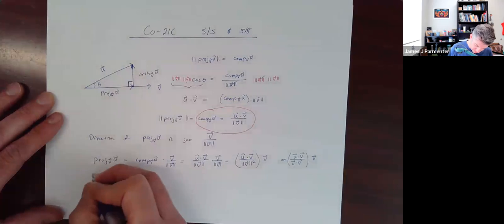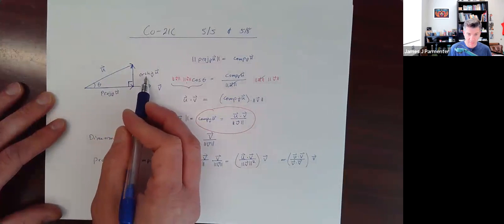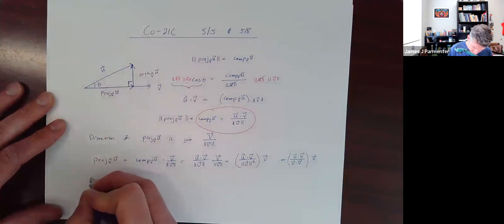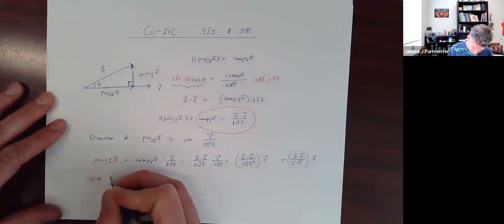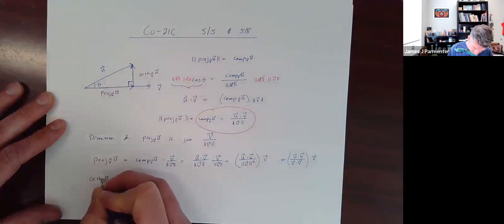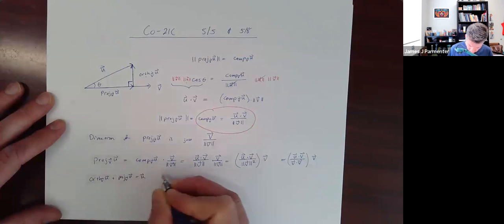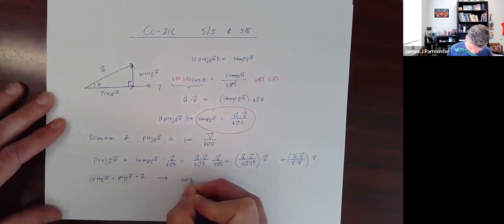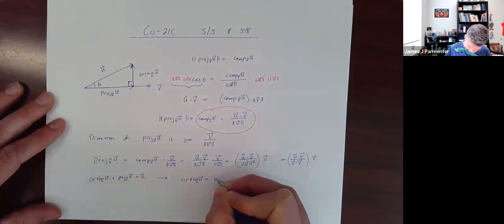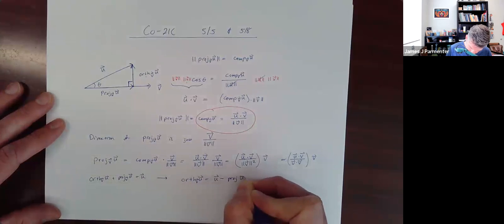And then the orthogonal complement: the projection plus the orthogonal complement is equal to the vector u. So since the orthogonal complement of u onto v plus the projection of u onto v is equal to u, we can say that the orthogonal complement of u onto v is just equal to u minus the projection of u onto v.